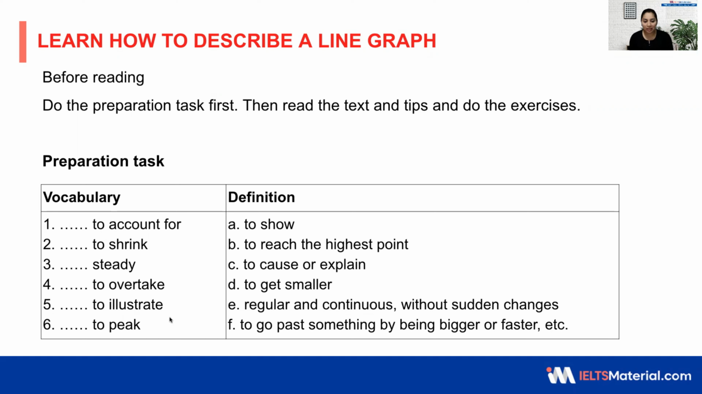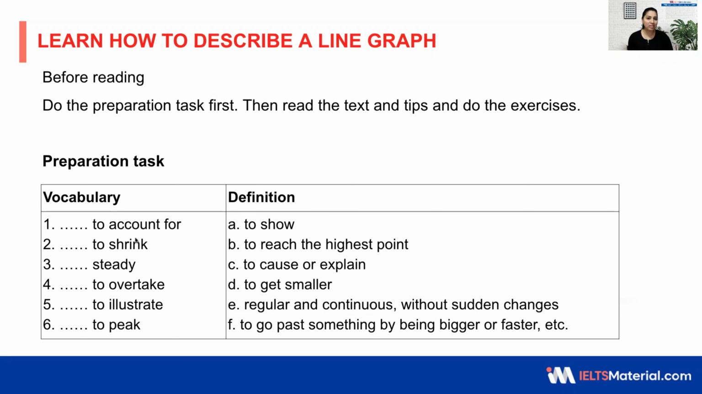Sixth, to peak. Now here we have the different definitions, and you need to match the correct definition with the vocabulary. Definition A says to show, B, to reach the highest point, C, to cause or explain, D, to get smaller, E, regular and continuous without sudden changes, F, to go past something by being bigger or faster, etc. Here you need to match, or you actually need to know what exactly the vocabulary defines.